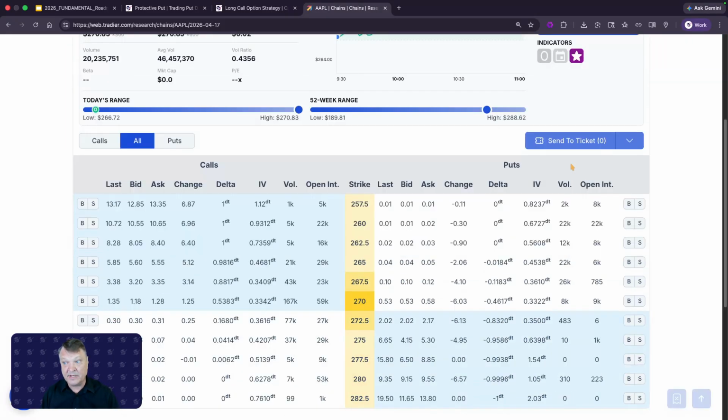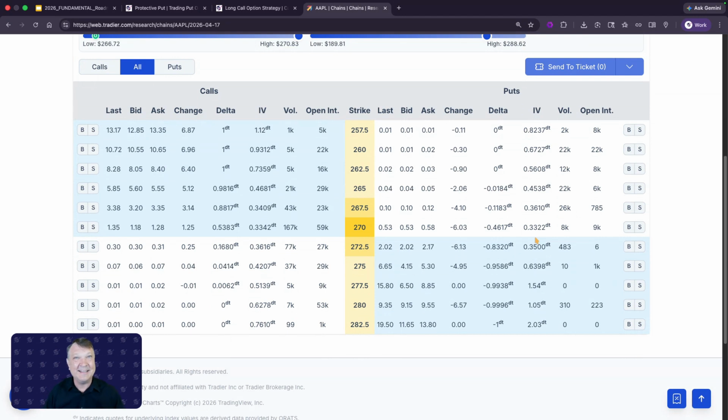Now, if strikes is a term you haven't heard before, you want to go back and listen to the fundamentals. Actually, the 101 session covers all the vernacular of the options trading world.